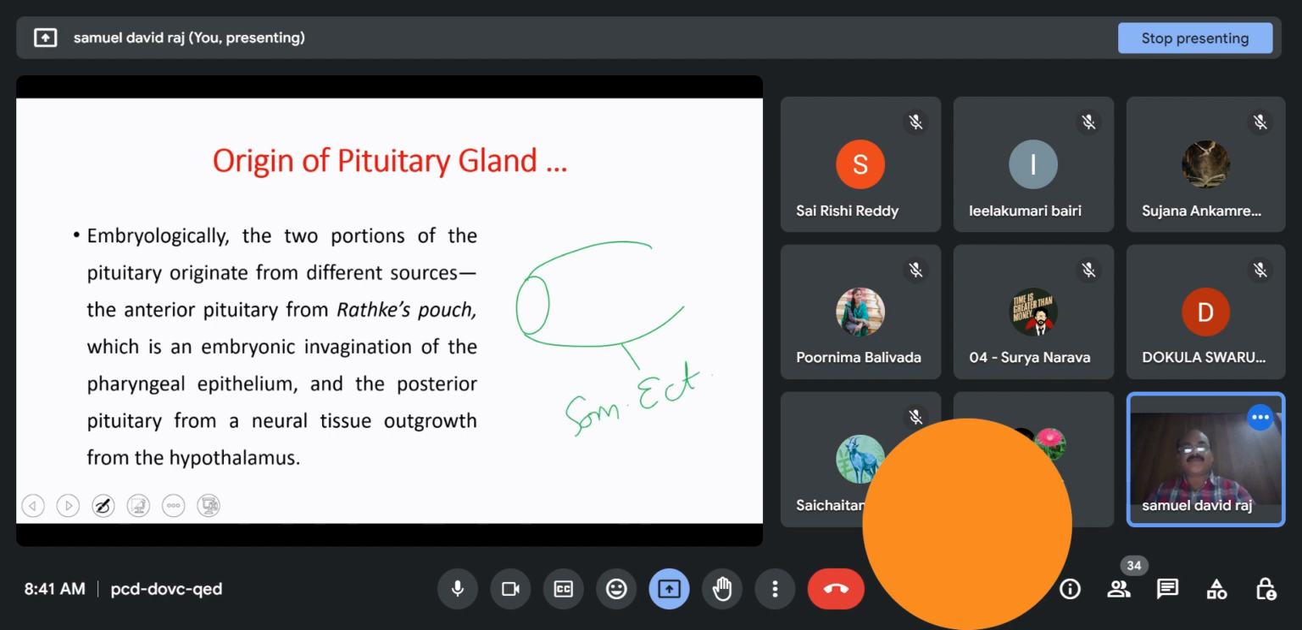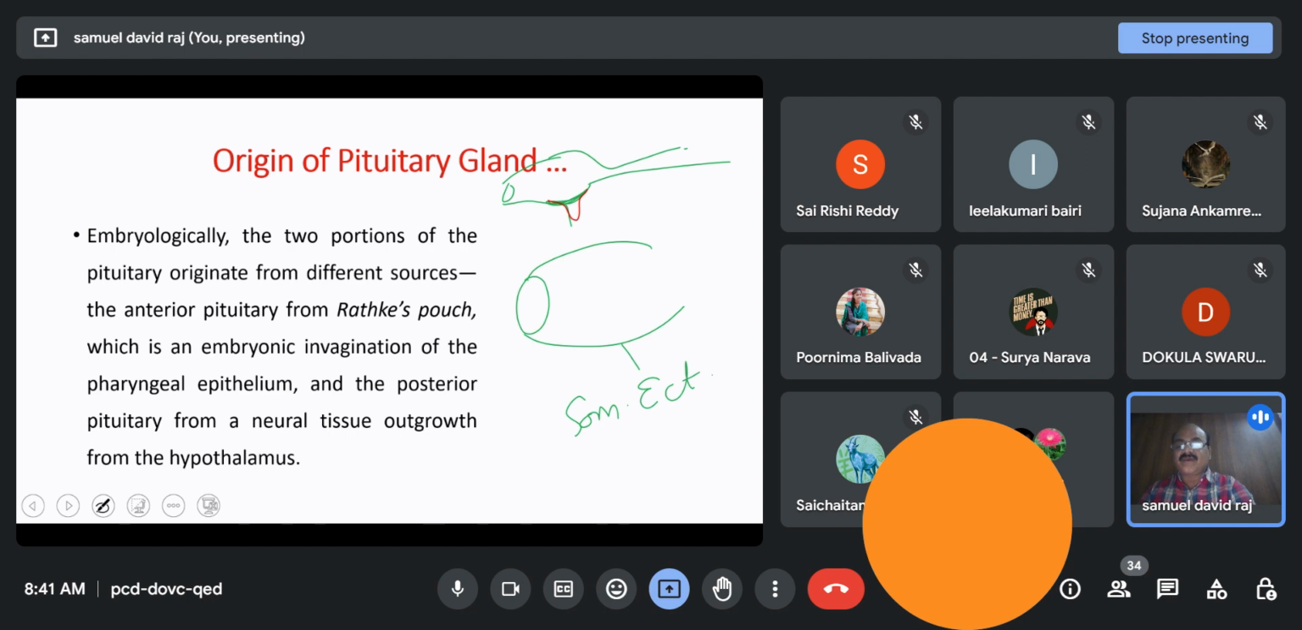somatic ectoderm. Okay, and above this, in this diagram we have seen that here there is the nervous system, neuroectoderm, which gives rise to the entire nervous system. That means above this part there is the nervous system extending from the brain and spinal cord and so on. And from the hypothalamic region, there occurs a neural downgrowth.